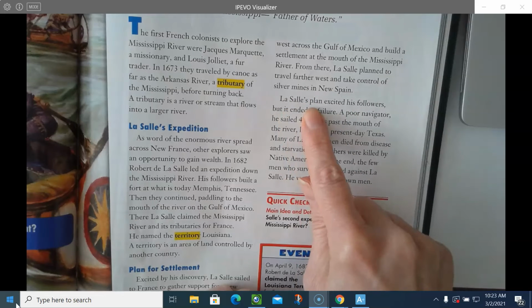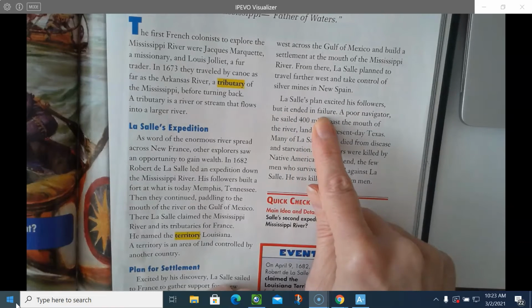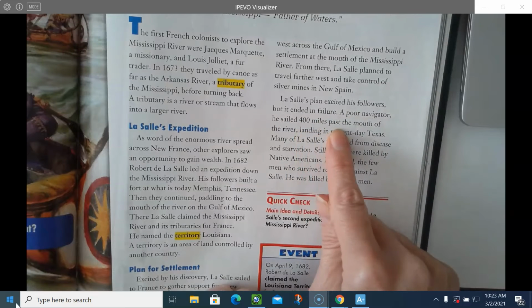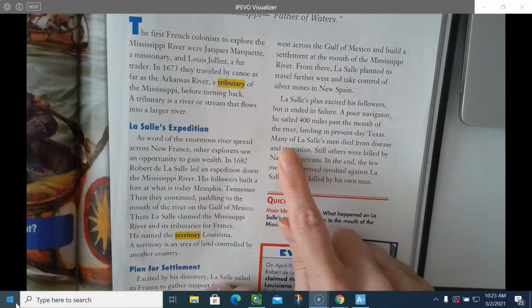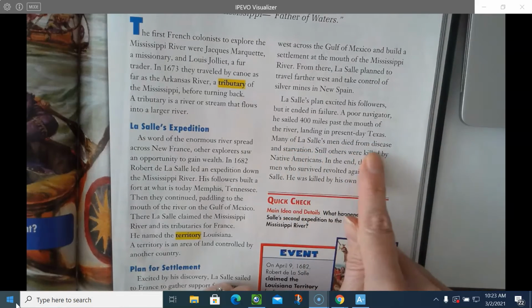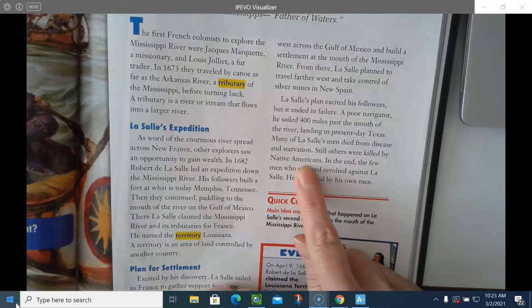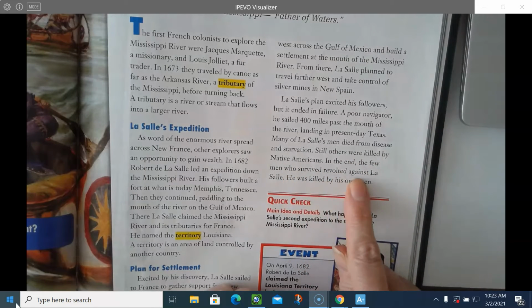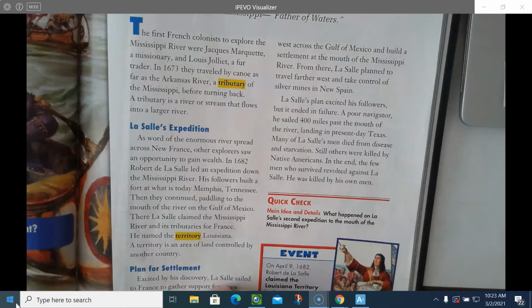La Salle's plan excited his followers, but it ended in failure. A poor navigator, he sailed 400 miles past the mouth of the Mississippi River, landing in present-day Texas. Many of La Salle's men died from disease and starvation. Still others were killed by Native Americans. In the end, the few men who survived revolted against La Salle. He was killed by his own men.